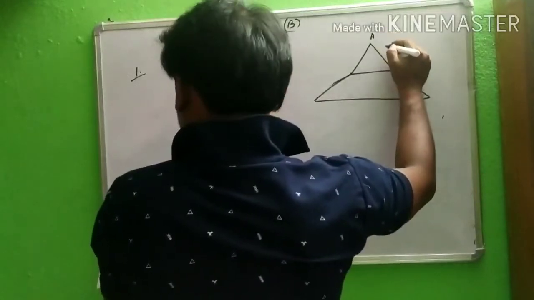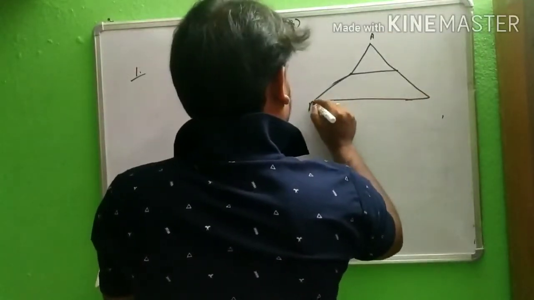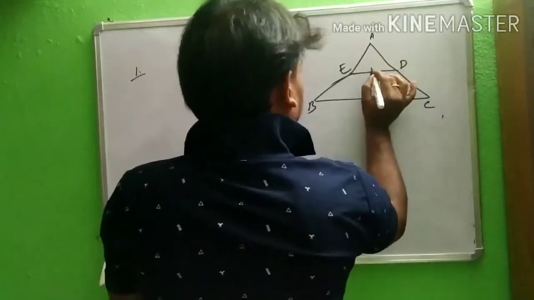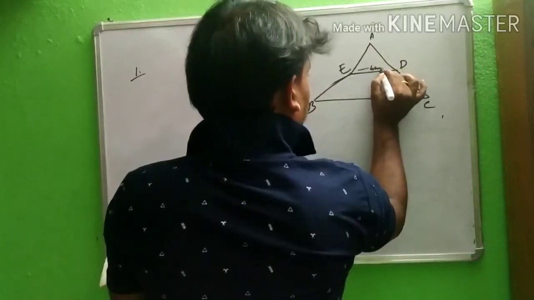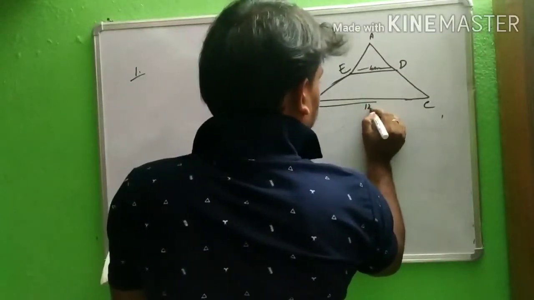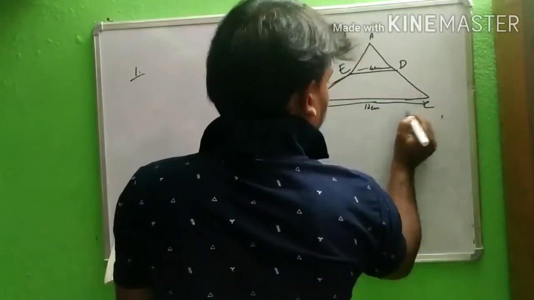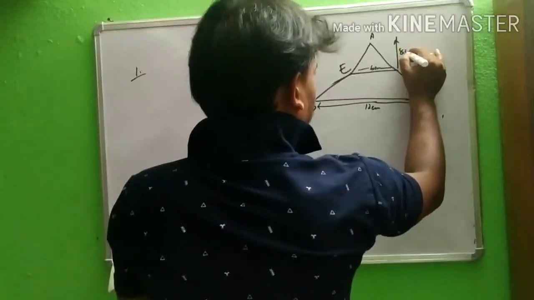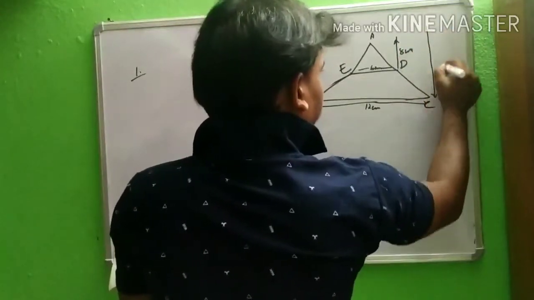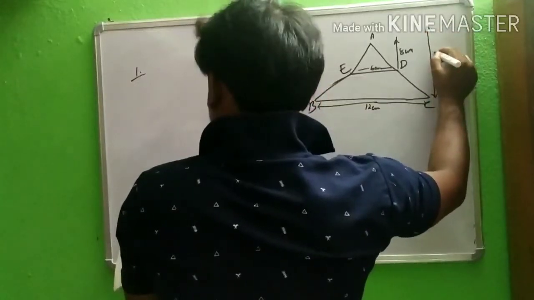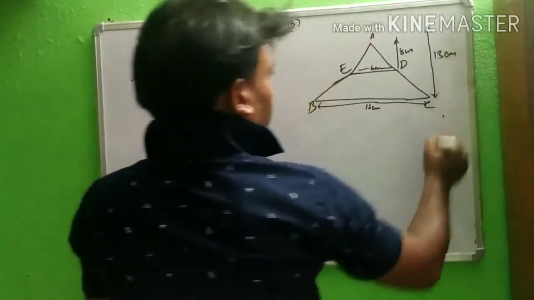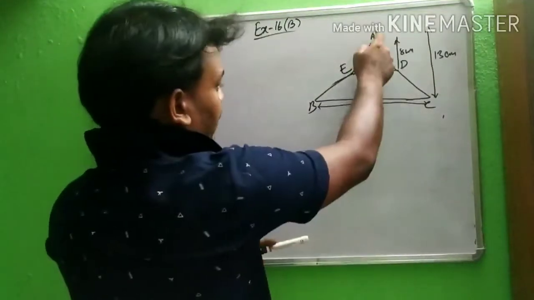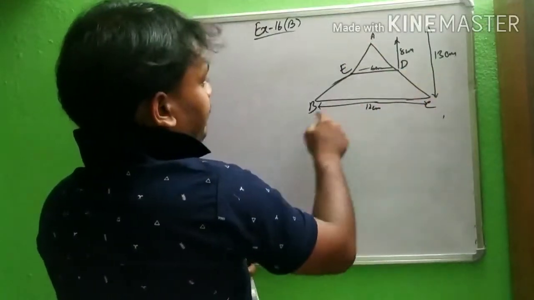A, B, C, D, E. This one is 6 centimeter. This one is 12 centimeter. Height of this is 8 centimeter, and height of total is 13 centimeter. Okay. So now the question is: find the area of this polygon ABCDE.